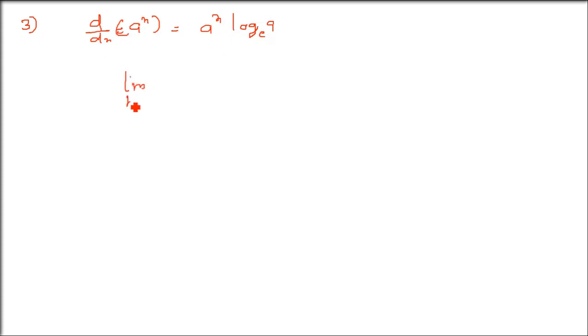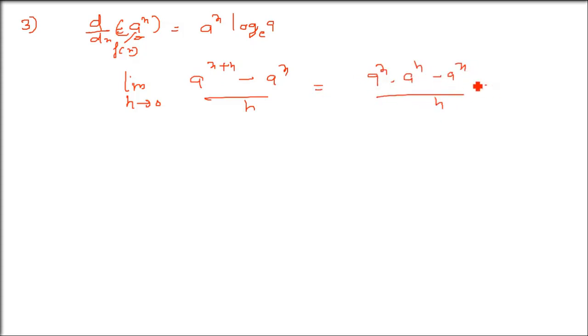So now we have limit h tends to 0. I am directly writing it: a to the power x plus h, that is f(x plus h) minus f(x). This is f(x), so f(x plus h) is a raised to x plus h, minus a to the power x, by h. Now a to the power x dot a to the power h minus a to the power x, by h. Now you can take a to the power x common, and you will have a to the power h minus 1 by h.